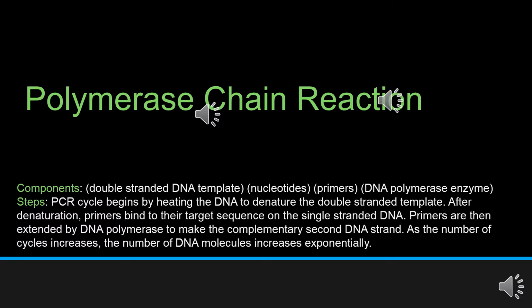PCR cycles begin by heating the DNA to denature the double-stranded template. After denaturation, primers bind to their target sequence on the single-stranded DNA. Primers are then extended by DNA polymerase to make the complementary second DNA strand. As the number of cycles increases, the number of DNA molecules increases exponentially.